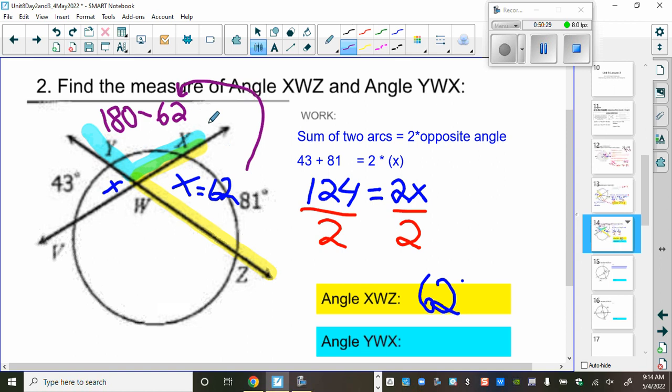So 180 minus 62 is going to be how many degrees? There you go. Again, it goes back. This is all angle relationships. A straight line is 180. Remember, this whole grand total is going to be 180.